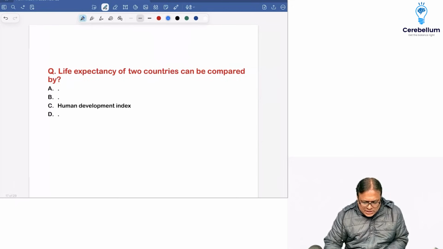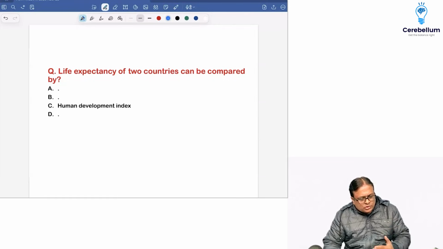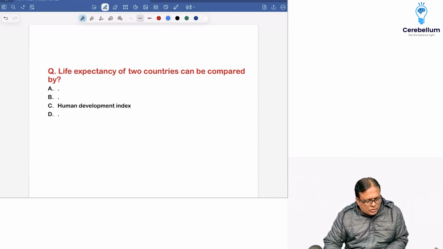Life expectancy comparison in two countries. Was there a question related to this? Please confirm if there was a question related to life expectancy only told by students on WhatsApp. Please confirm there was a question on life expectancy or human development index. I'm looking at your chat box on YouTube only.